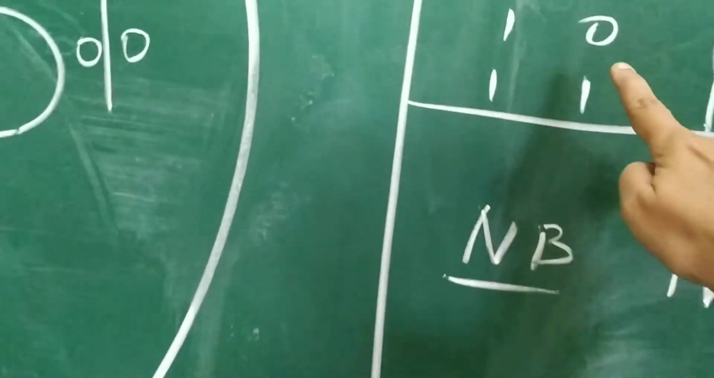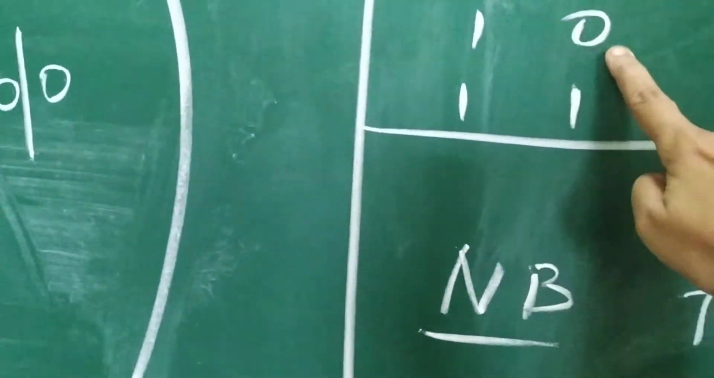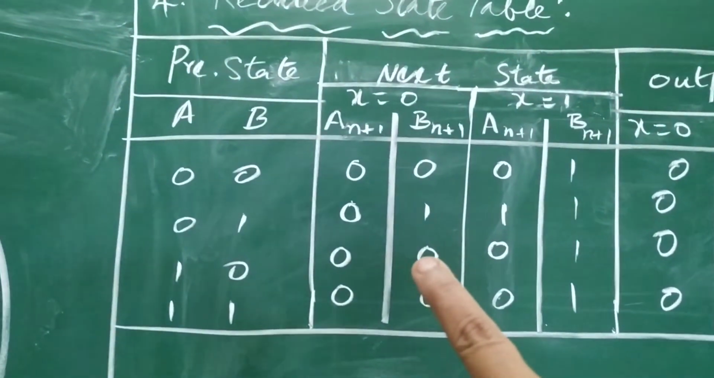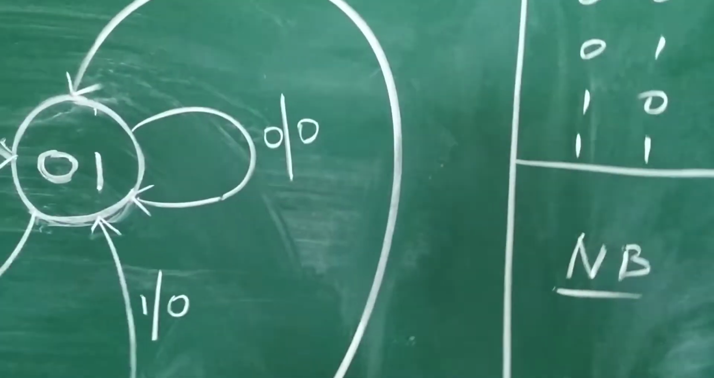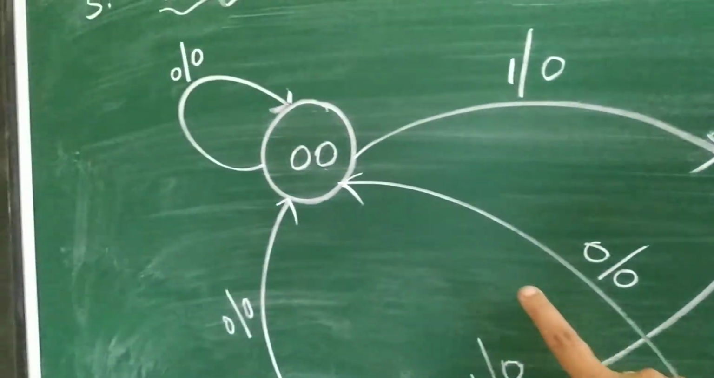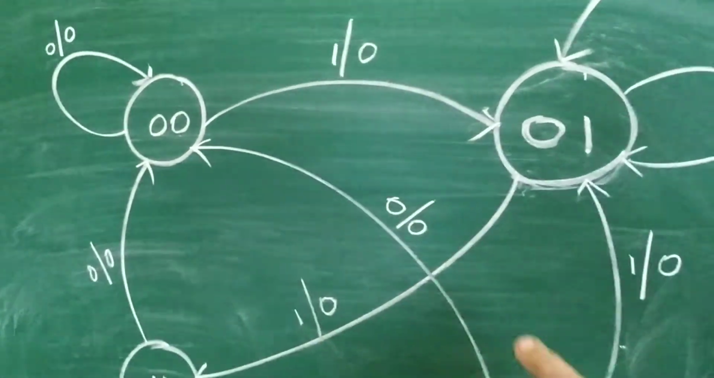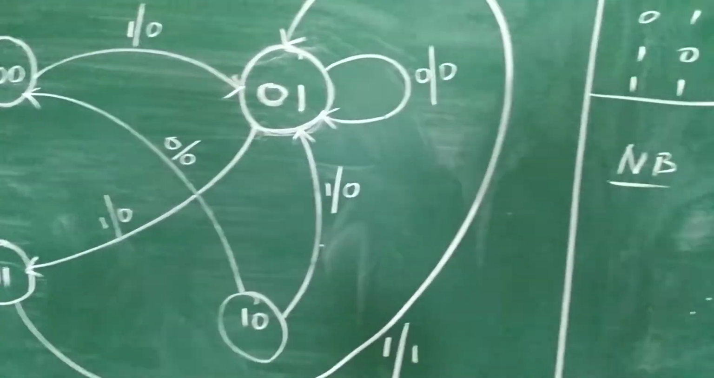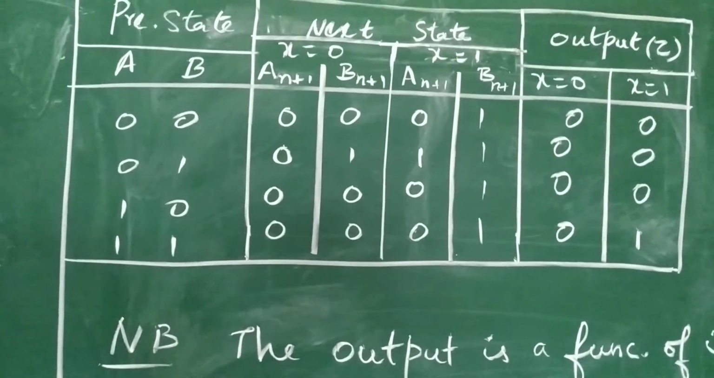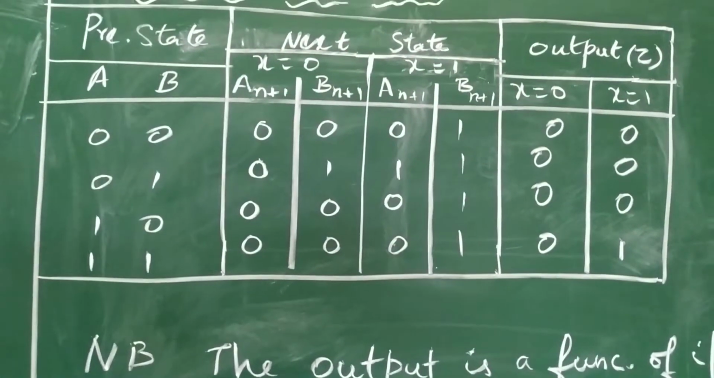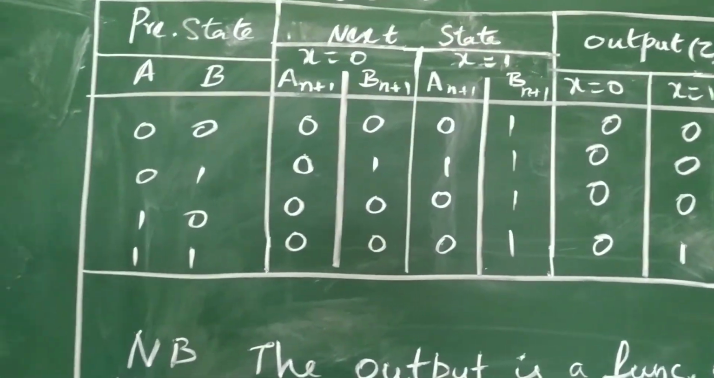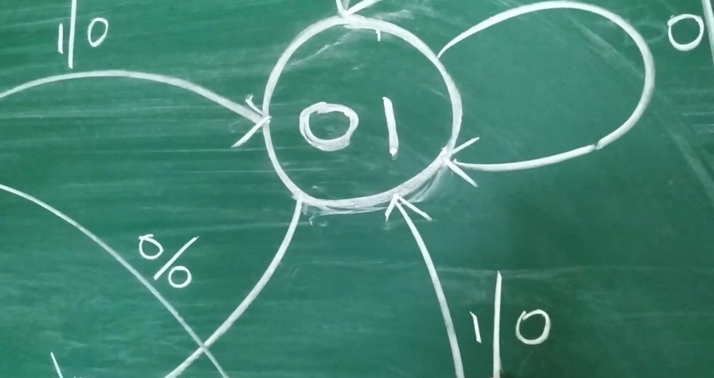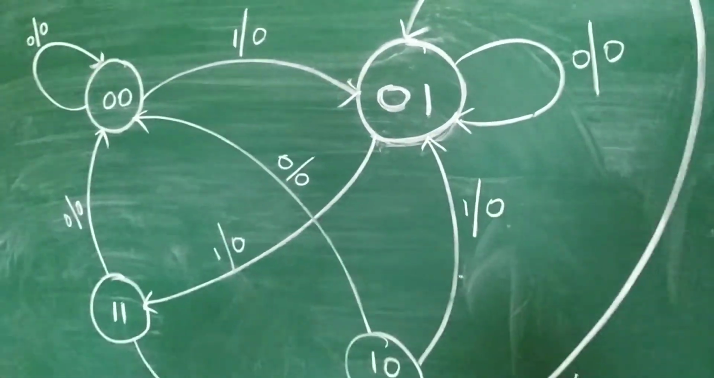Similarly, see the fourth step, 1, 0. What are the values? For x equal to 0, it goes to the 0, 0 state. You can see here, there is no self loop here. So input by output, 0 by 0. And what is the other state? For the 1, 0 present state, it goes to 0, 1 for x equal to 1. So take it to 0, 1. The input x is 1, output is 0.